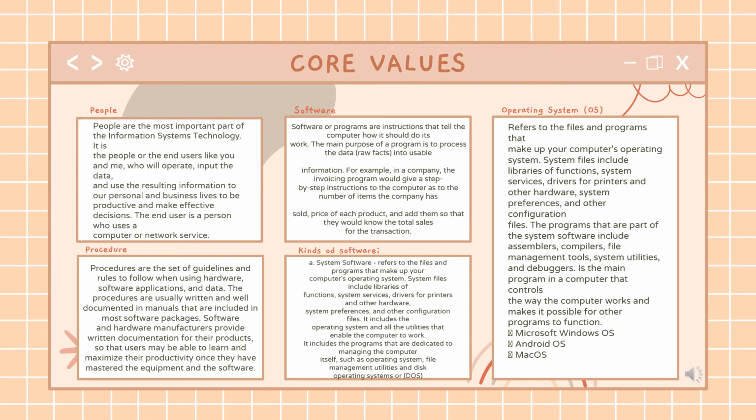Number 1. Operating System or OS refers to the files and programs that make up your computer's operating system. System files include libraries of functions, system services, drivers for printers and other hardware, system preferences and other configuration files. The programs that are part of the system software include assemblers, compilers, file management tools, system utilities, and debuggers. It is the main program in a computer that controls the way the computer works and makes it possible for the programs to function. Examples are Microsoft Windows OS, Android OS, and Mac OS.